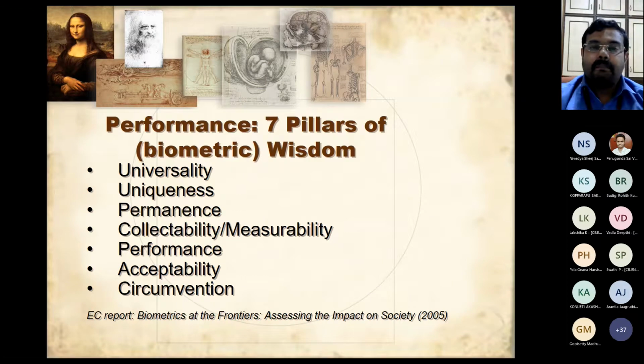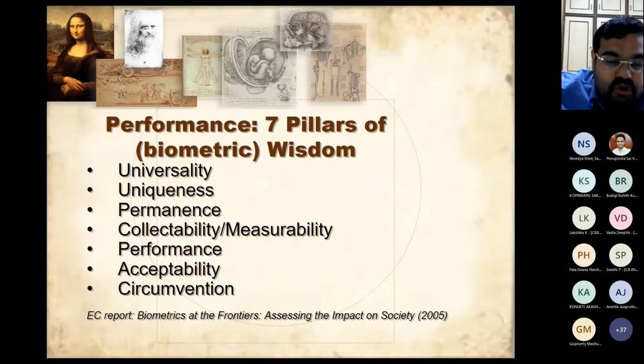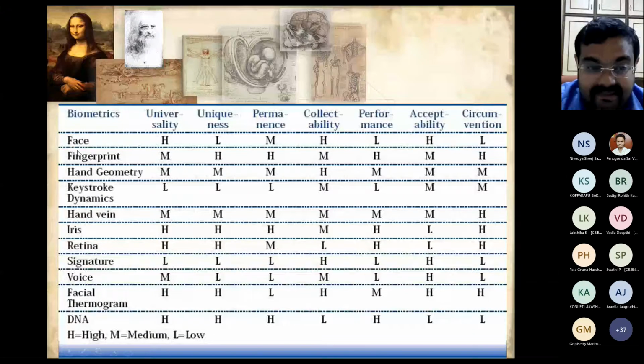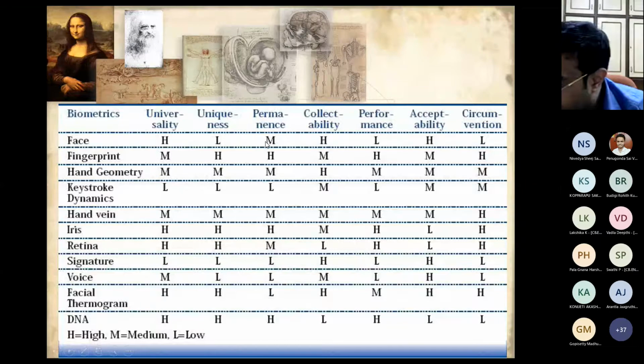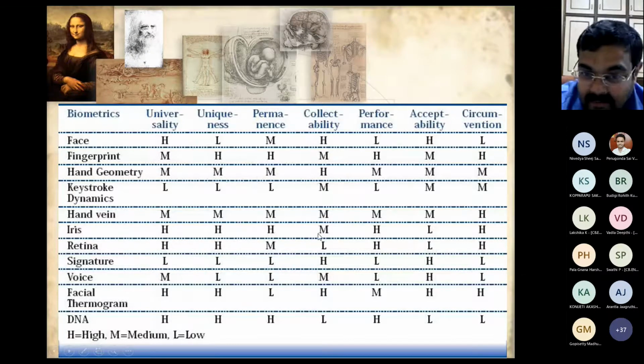So biometrics are rated based on the 7 pillars of biometric wisdom, namely universality, uniqueness, permanence, collectability, acceptability, performance, and circumvention. And you will find out that this is a comparison. You will find out that the iris scores better than any other, I think; face, high, low, and medium, right? So when you see this, the iris is probably the best. I think so. It's the best.